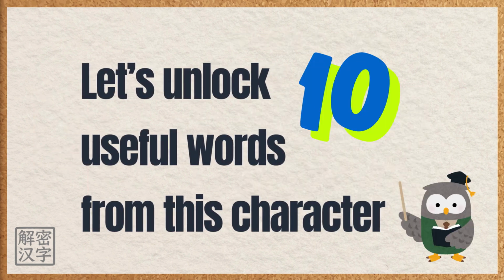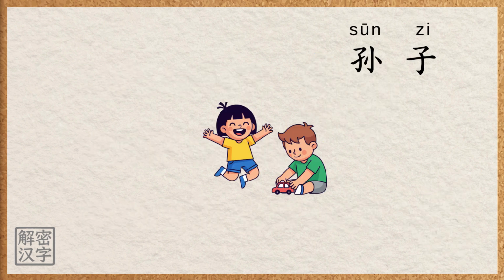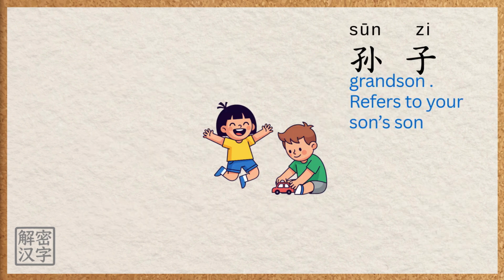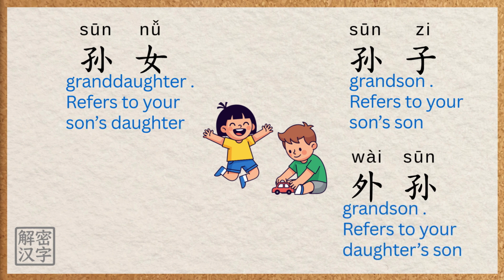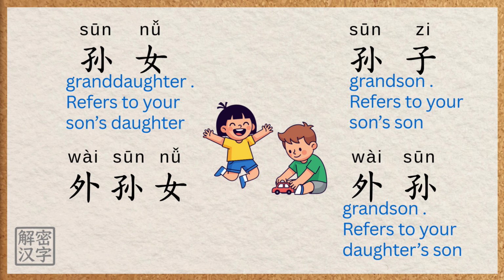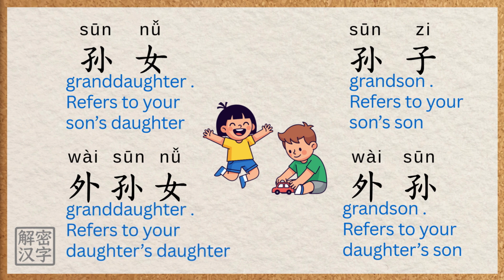Let's unlock 10 useful words from this character. Sunzi means grandson, refers to your son's son. Sunnu means granddaughter, refers to your son's daughter. Waisun means grandson, refers to your daughter's son. Waisunnu means granddaughter, refers to your daughter's daughter.